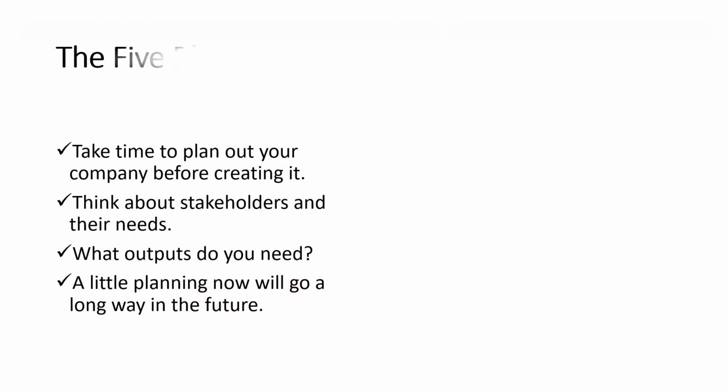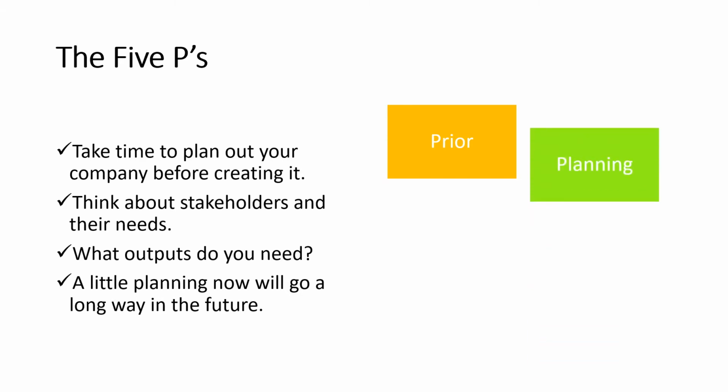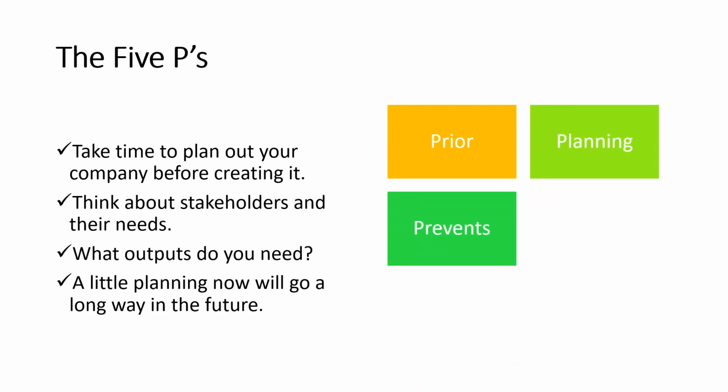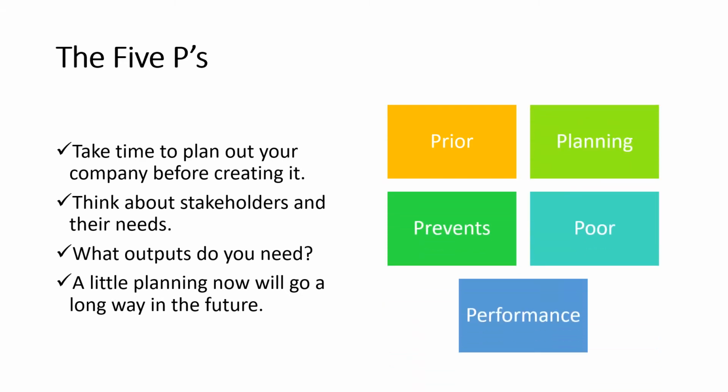The 5 P's. Sit down and figure out what you want QuickBooks to do for you. It's difficult to go back and add a new field for every customer or change every transaction. But a little planning at the beginning can save you a lot of time in the future. Think about the 5 P's. Prior. Planning. Prevents. Poor. Performance.